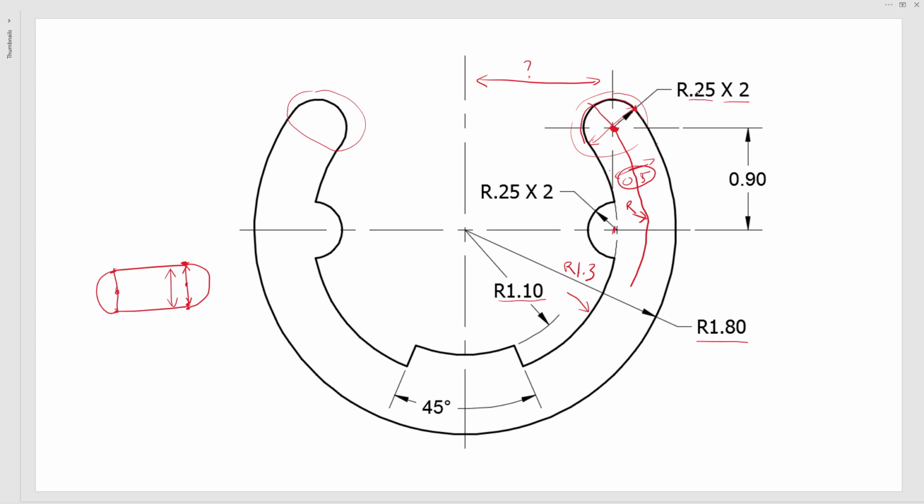If you look at this number, it is 1/4 inch less than this big arc. So basically it's 1.8 minus 1/4 inch. So the R is going to be R 1.55. So this is how you use the existing information, or existing dimensions in the drawing, to help you find the missing ones.